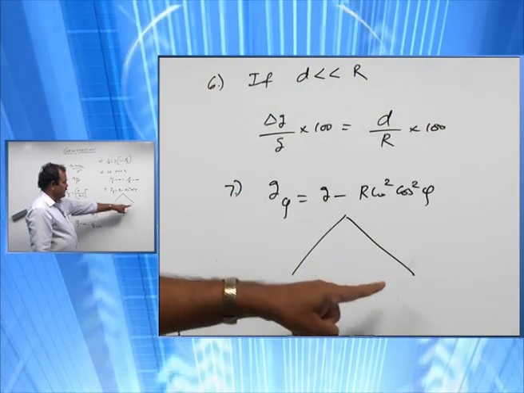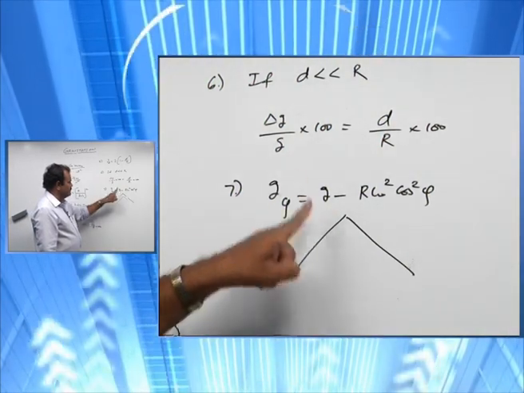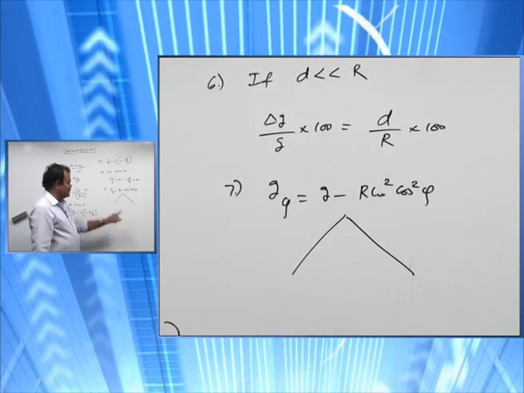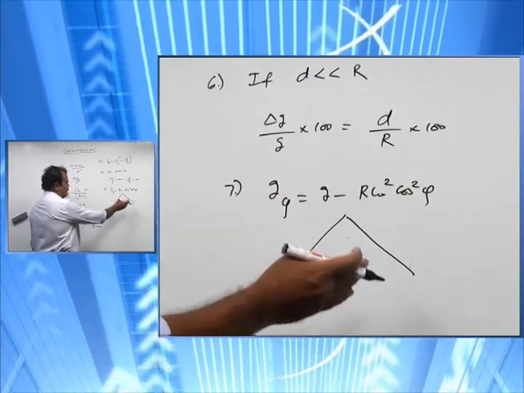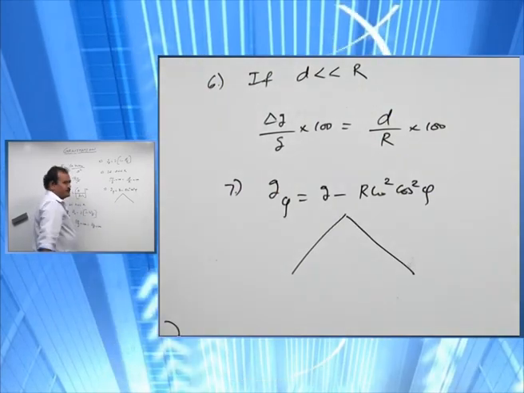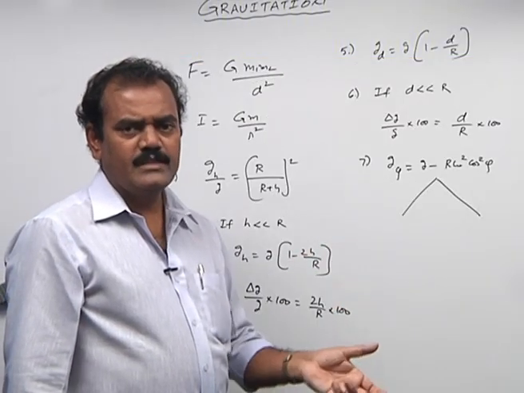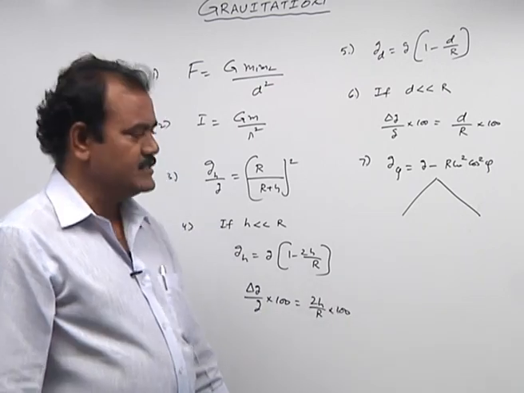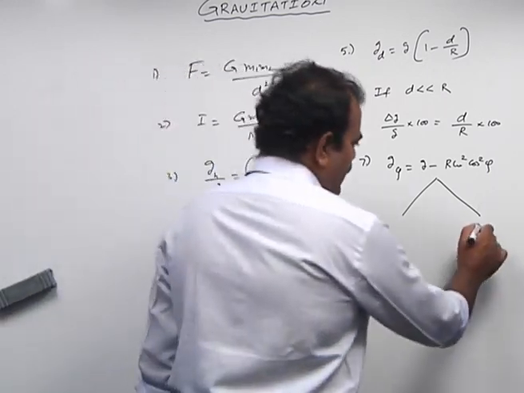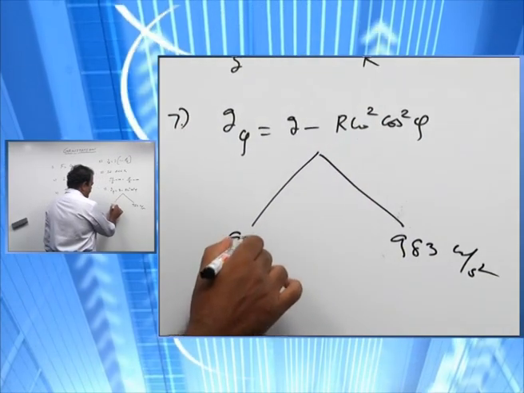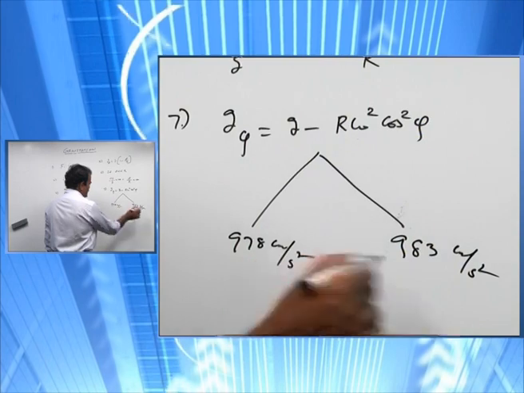And at the poles phi is equal to 90 degrees, in that case g_p is equal to small g only. So it will be the maximum value, and at the equator it will be the minimum value. The variation between the maximum and the minimum is 5 centimeters per second square, because at the poles it will be 983 centimeters per second square, and at the equator it will be 978 centimeters per second square.